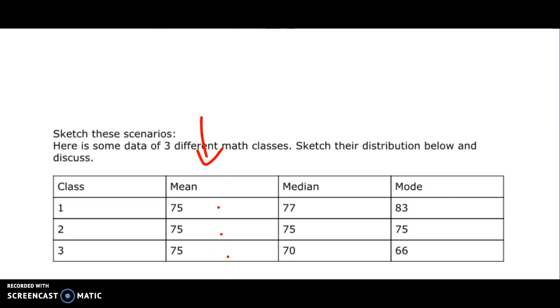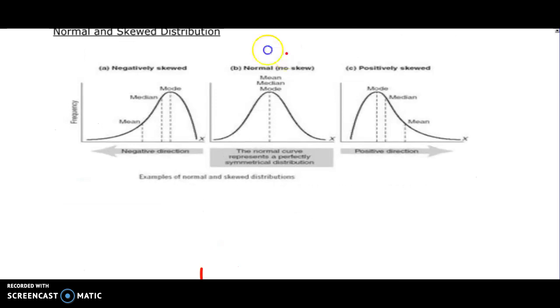But then I do a little more study into the measures of central tendency, and I realize that class 2 is the most boring because they have an average of 75, a median of 75, and also 75 is my most common. So when we graph that, you're going to have something that looks like this, and this is what we call normal. There's no skew here. You have the mean, the median, and the mode on top of each other.